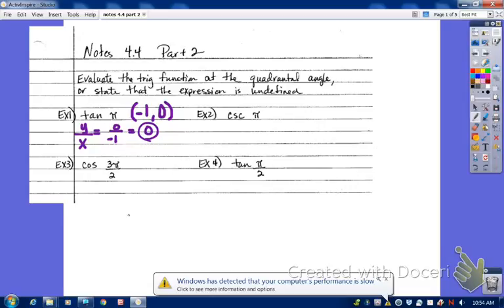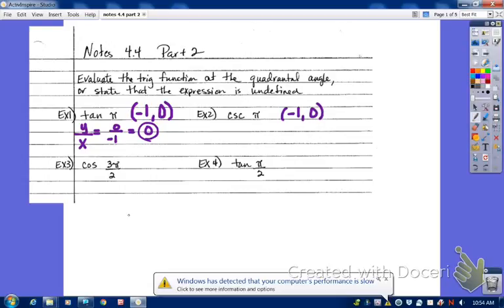You don't really have to have any work. These are your notes, so you're probably doing a little bit more work just so you can go back and figure out what you're doing. Cosecant of pi. So we have to think about the ordered pair of pi. We already know what that is. That's negative 1 comma 0.